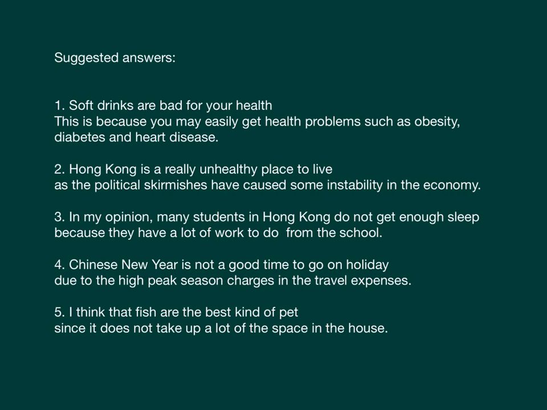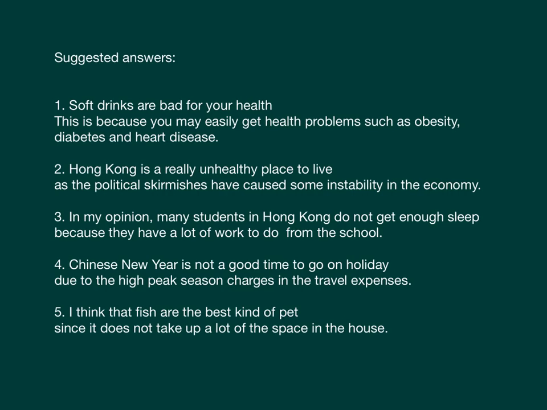Here are the suggested answers. For number 1, soft drinks are bad for your health. You can say, this is because you may easily get health problems such as obesity, diabetes, and heart disease. Number 2, Hong Kong is a really unhealthy place to live. You can write, as the political skirmishes have caused some instability in the economy. Number 3, in my opinion, many students in Hong Kong do not get enough sleep. You can say because they have a lot of work to do from the school.